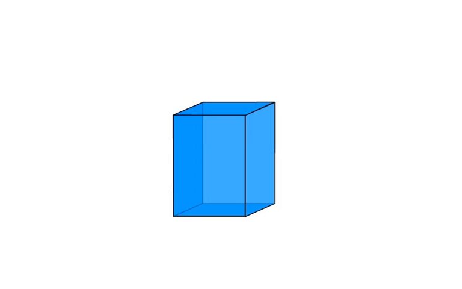Here's a rectangular prism. Notice that the faces here and here and in the back and on the side are rectangles. The top base and the bottom base are also rectangles. This is a rectangular prism.